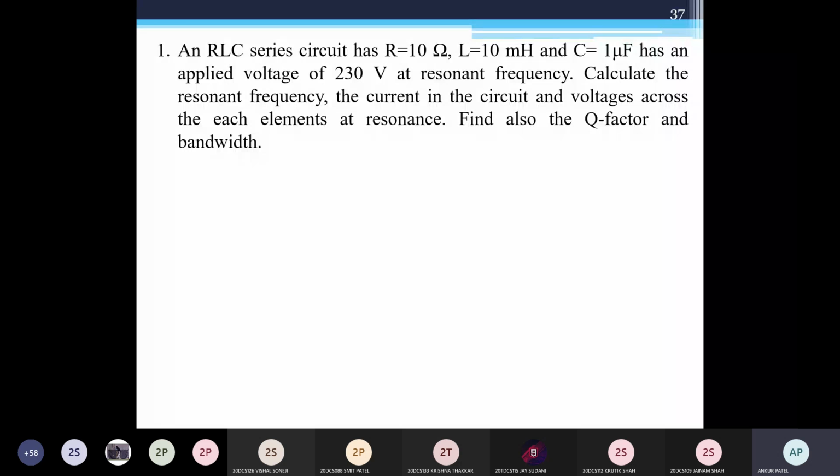So in the given data, RLC elements are given, voltage is given. Now you need to find FR. So you know the relation, FR is equal to 1 upon 2 pi under root LC. So you have L and C values given. So tell me what is FR? If you have notebook and calculator, then please tell me. FR is equal to 1 upon 2 pi under root LC, so 2 into 3.14 into under root 10 into 10 raised to minus 3 into 1 into 10 raised to minus 6.